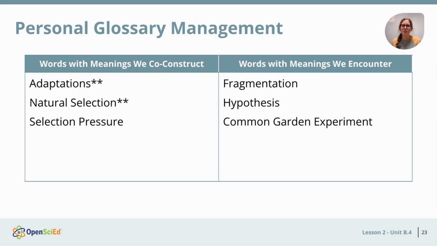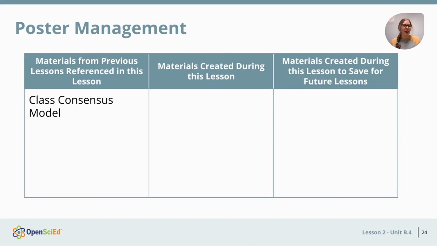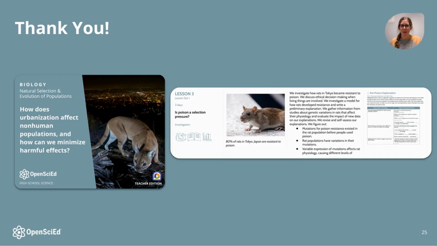All right, personal glossary management. So we're co-constructing adaptations, natural selection, and selection pressure, and we're encountering fragmentation, hypothesis, and common garden experiment. And poster management, which is really just making sure that we've got that class consensus model ready to go.